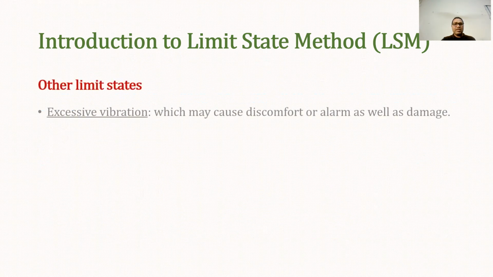So another limit state can be excessive vibration. Now, this is a very special case. There may not be excessive vibration in all buildings, but, for example, in the case of a powerhouse building, if we are designing a foundation for the turbine, when the turbine runs, it creates a lot of vibration. To resist that kind of vibration, we have to design a special foundation. So in that case, we will have to consider this excessive vibration limit state.